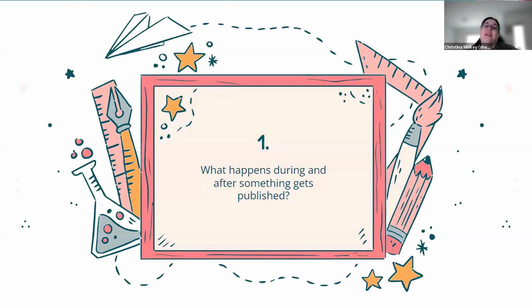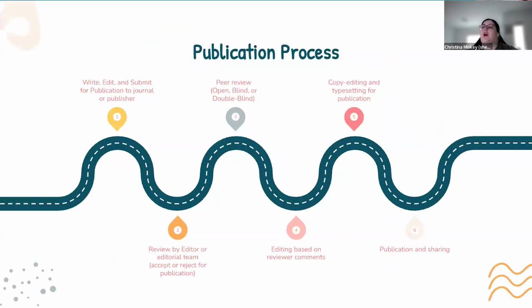So let's just jump right into it. First, we're going to talk about what happens during and after something gets published. I'm going to quickly recap the scholarly publication process in case you're not familiar with it, so that we're all on the same page. When you're going to write something for publication, usually you go through a writing process, editing process, and then you submit it for publication to a journal or to a publisher.